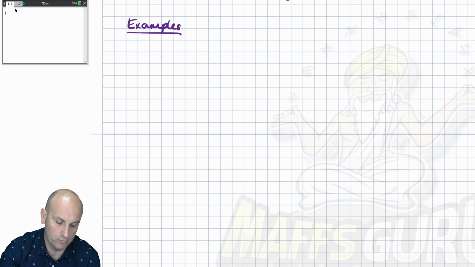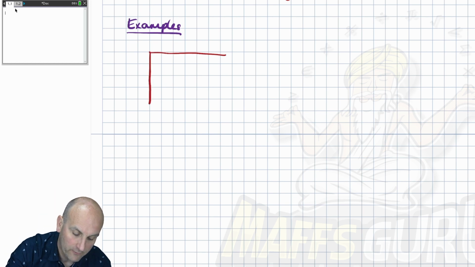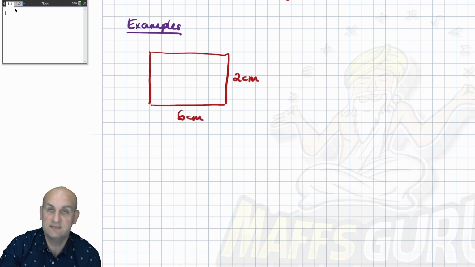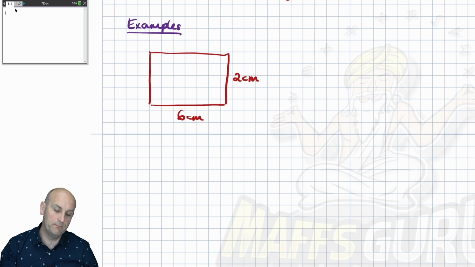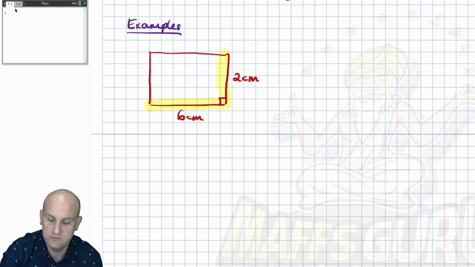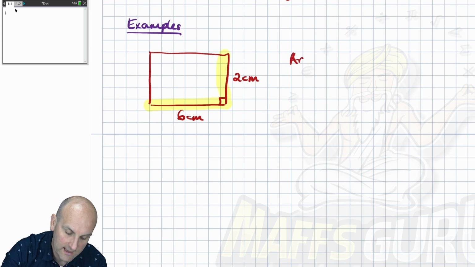So examples, what have we got here? We have a quadrilateral that is 6 centimeters by 2 centimeters, and it says find the area. Units are really important. What am I going to do? Well, I've got a right angle there. I know that I can do that times that, just choose 2 of the sides, and so my area is equal to 6 times 2, which is 12.